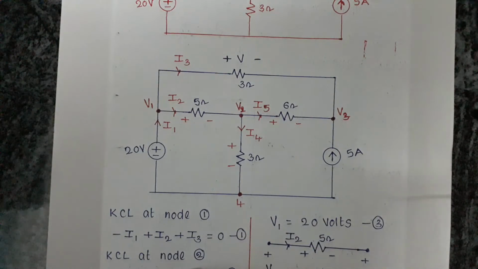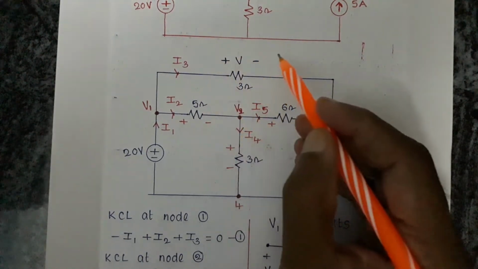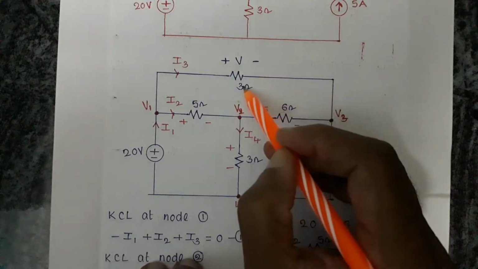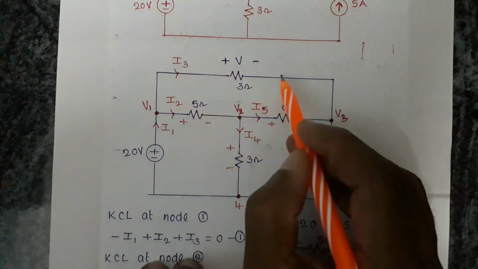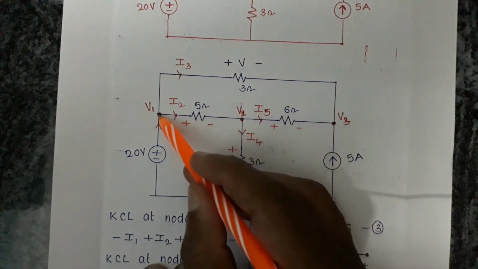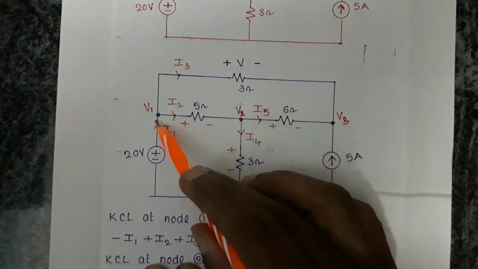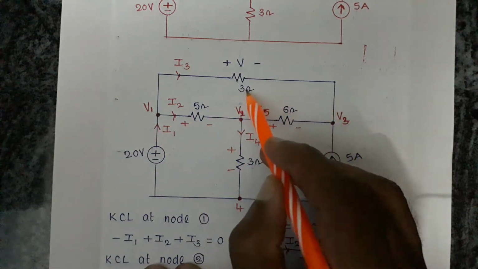Here, to get I3 as a function of node voltages, we have to take this part of the circuit. That is a 3 ohm resistor, the current flowing in that 3 ohms is I3, and the terminal voltages at the end terminals are V1 and V3. So V1, V3, 3 ohms and I3.